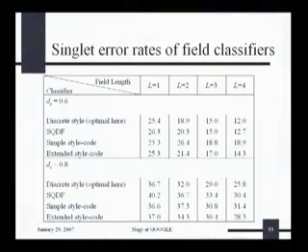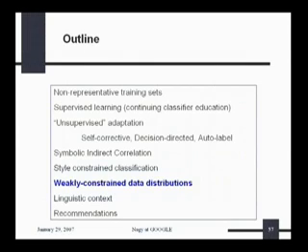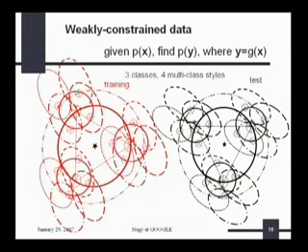You still get a big gain. This is with singlets, and all this shows is that again, with increasing field size, you go faster. Now, what happens if nothing works?